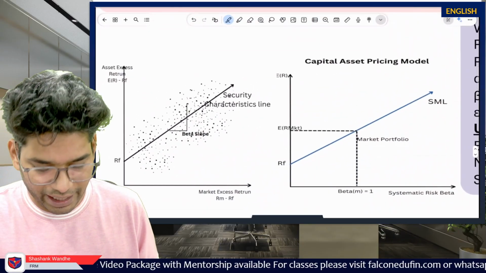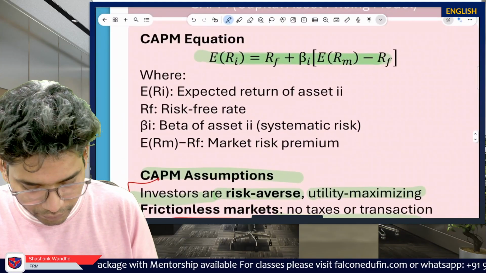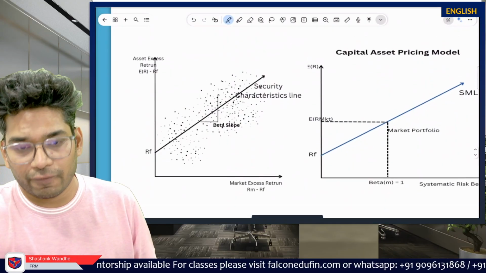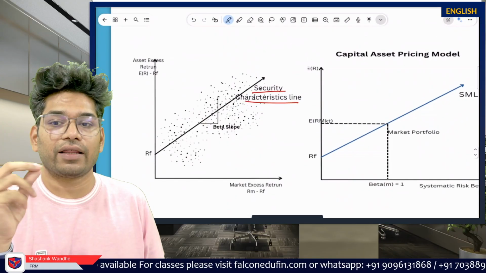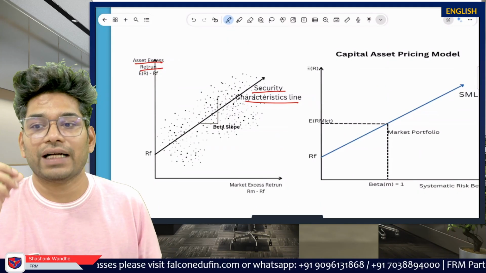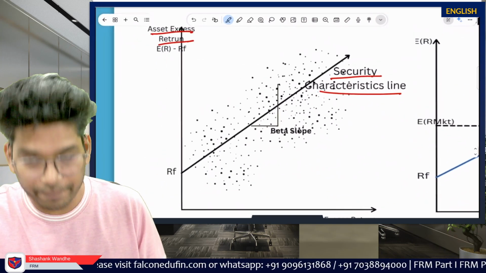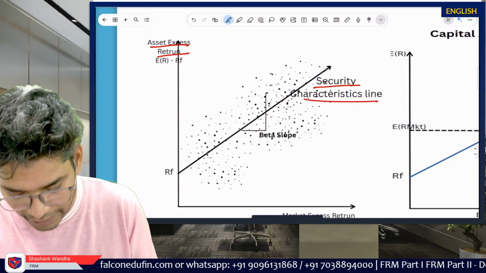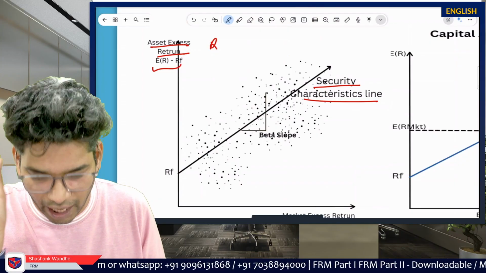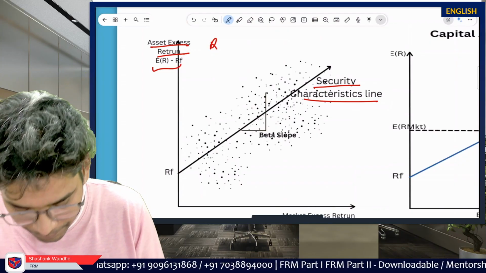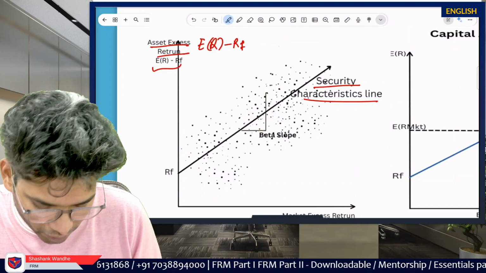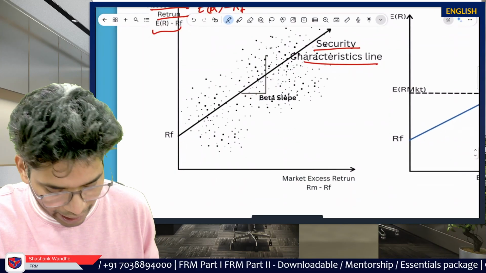Once you have the CAPM equation, using the CAPM equation, you get two lines. First is the security characteristic line. This gives the characteristic of the security. On the y-axis, you have the asset's excess return. I'll zoom this again. On the y-axis, you have the asset's excess return. Remember, our equation is not RM minus RF, it is RP minus RF, or simply the ER minus RF. ER minus RF is on the y-axis. On the x-axis, it is RM minus RF.